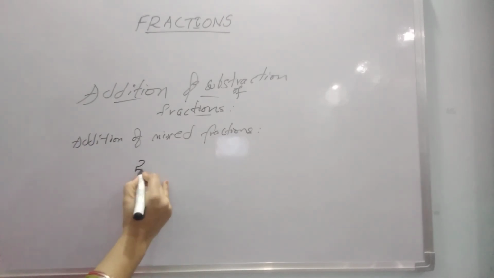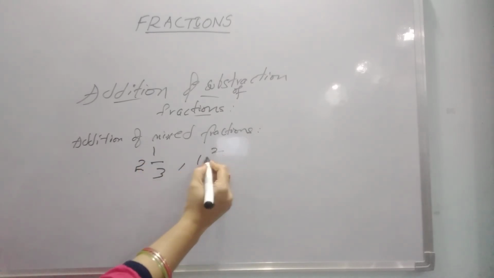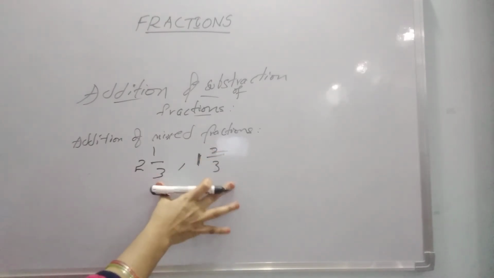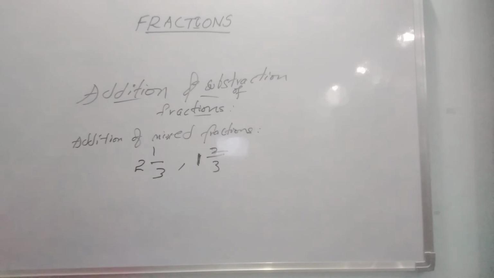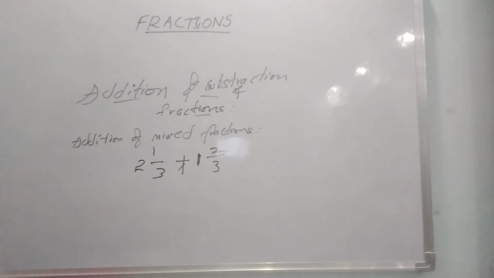That means 2 1 by 3, 1 2 by 3, like this. Whole part and fractional part like this. 2 1 by 3 and 1 2 by 3. These two are mixed fractions. Now we can add these two mixed fractions. How can you add? 2 1 by 3 plus 1 2 by 3.